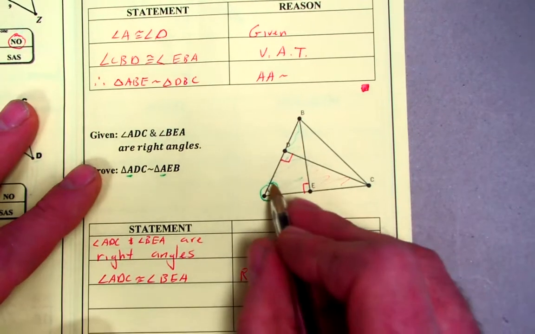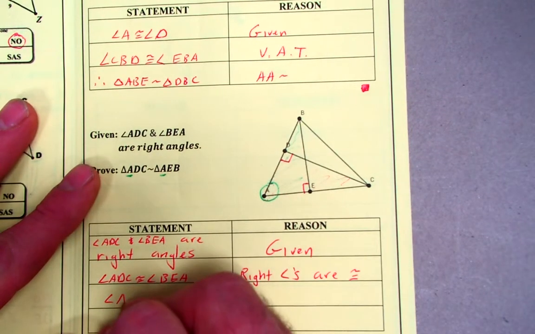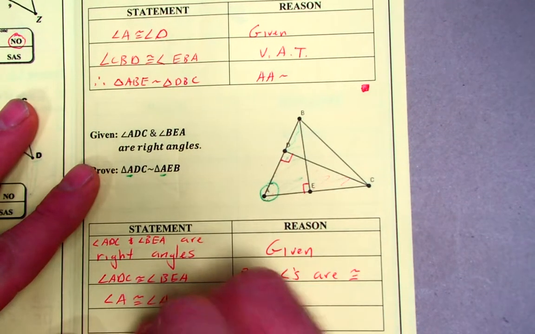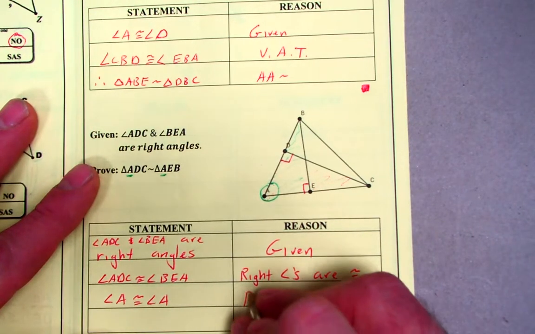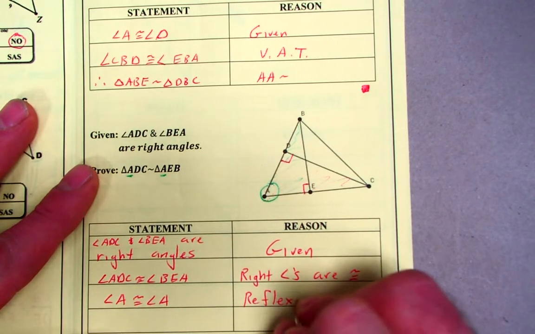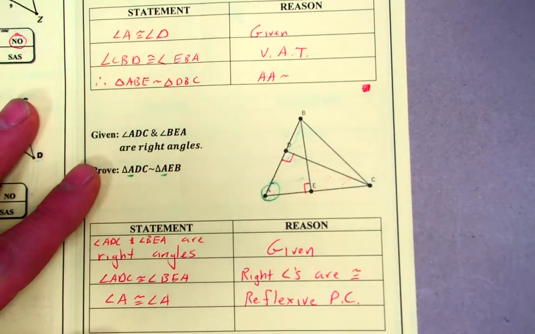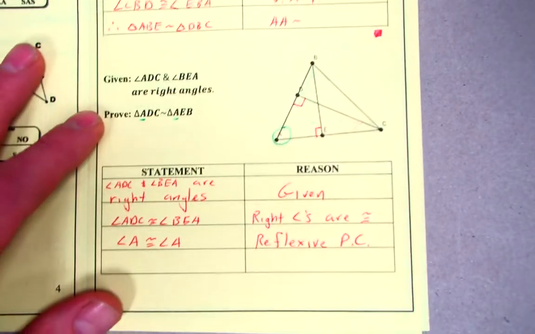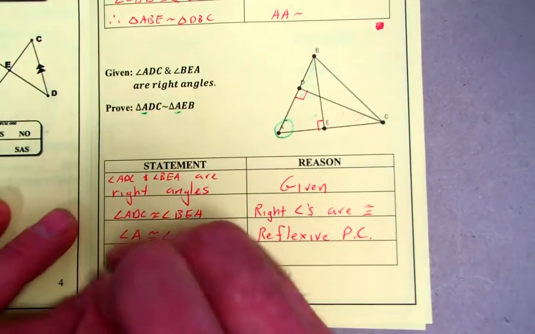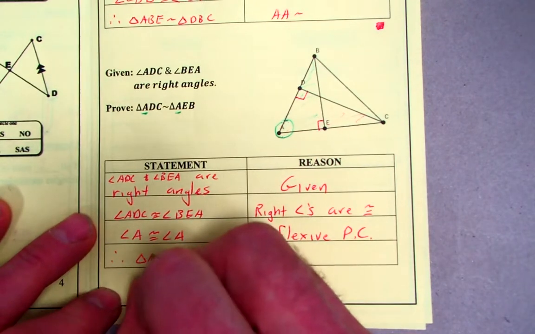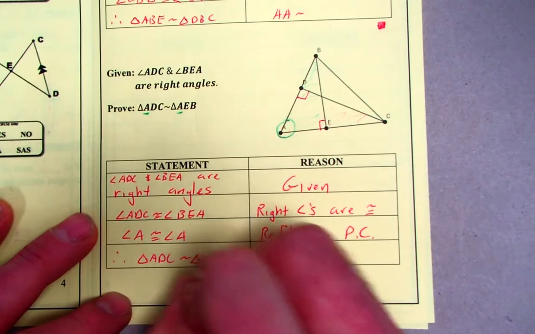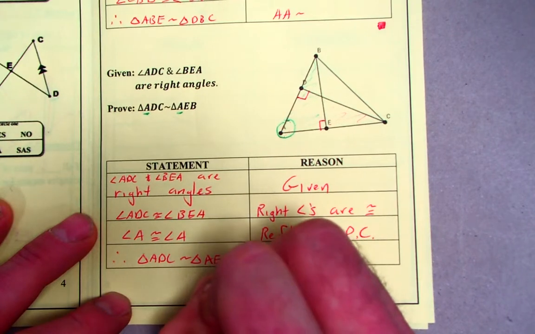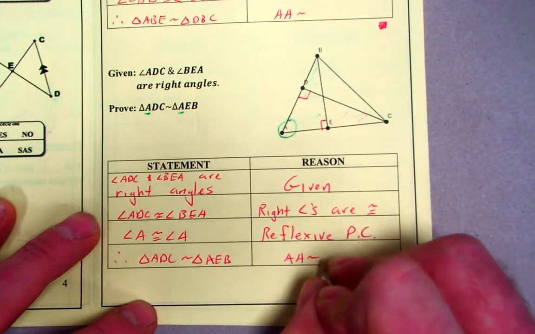Okay, next we have this shared angle. Angle A is congruent to itself. Okay, and that's because of the reflexive property of congruence. And so now we can say, therefore, triangle ADC is similar to triangle AEB by angle similarity.